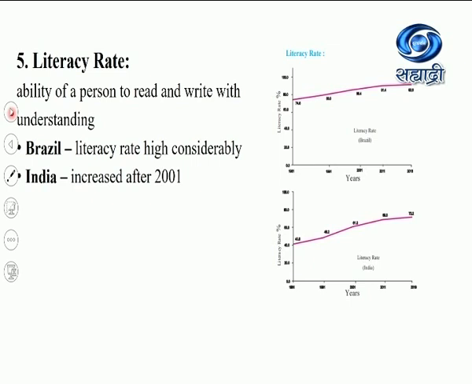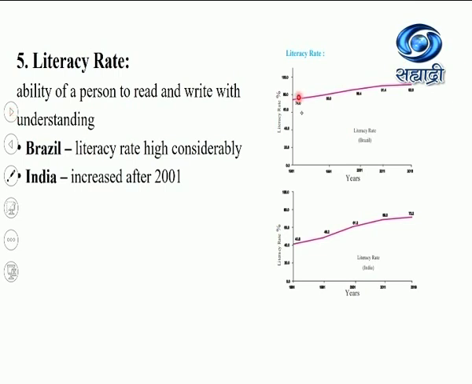So if the literacy rate is high in a particular country, development will be more. But along with literacy, the country should be provided with all the facilities. The quality of the people should be increased. Then only there will be development in a particular country.